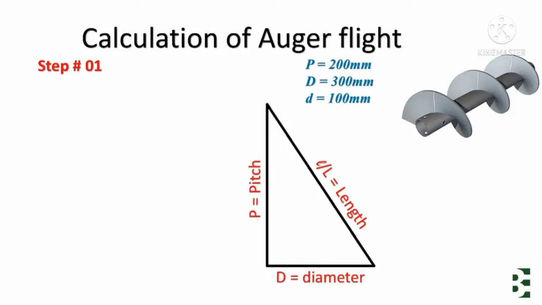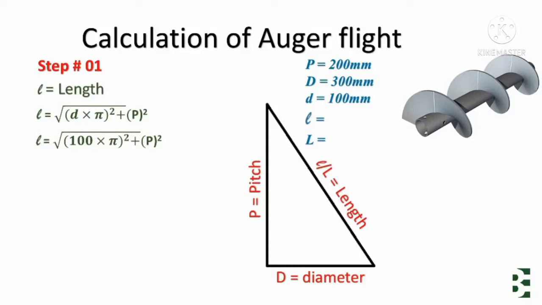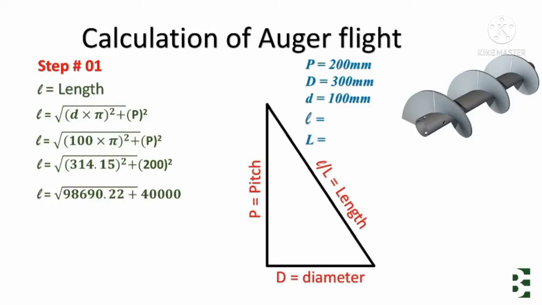In step one, we will calculate the small length, and for this we have a formula: under root (d into pi) square plus the pitch square. Now I will put the values, and you can see by multiply and then open the square root by adding both the values, and the result is 372.41. These all dimensions are in millimeter.